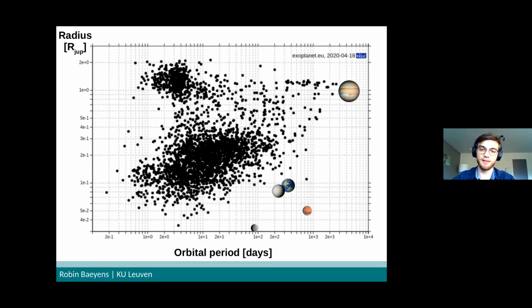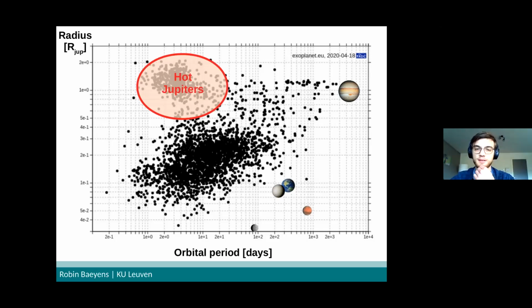You see that most of the exoplanets that we know have shorter orbital periods than Mercury. This is, of course, due to the detection techniques that we use to find these planets. You also see a quite big group here that is Jupiter-sized and very close to their star. This group we call the hot Jupiters. This is the group that I'm most interested in because they allow for easier detection of their atmosphere.